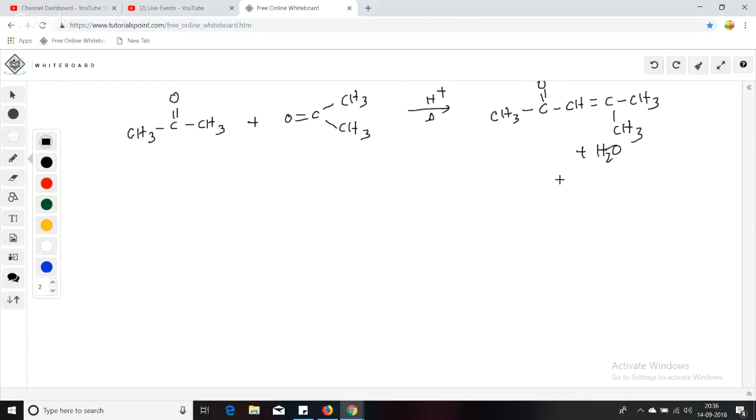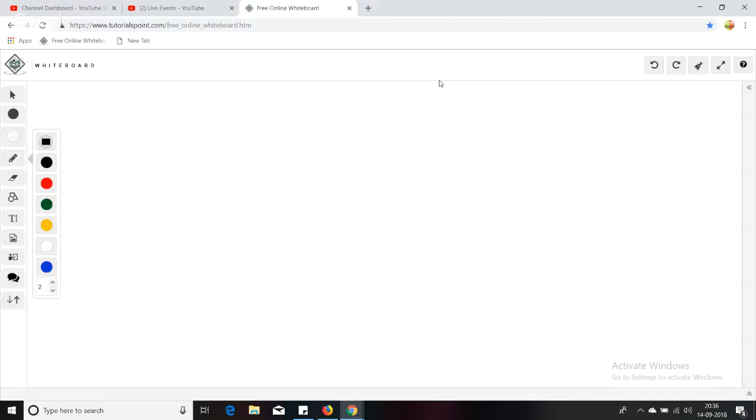Now here you see one important point, that is the number of products that we obtain. We are taking the two reactions that we have done just now. Here we have taken the same aldehyde or ketone. But the two molecules that you are taking may be the same or may not be the same. Or we can have one aldehyde and one ketone also.